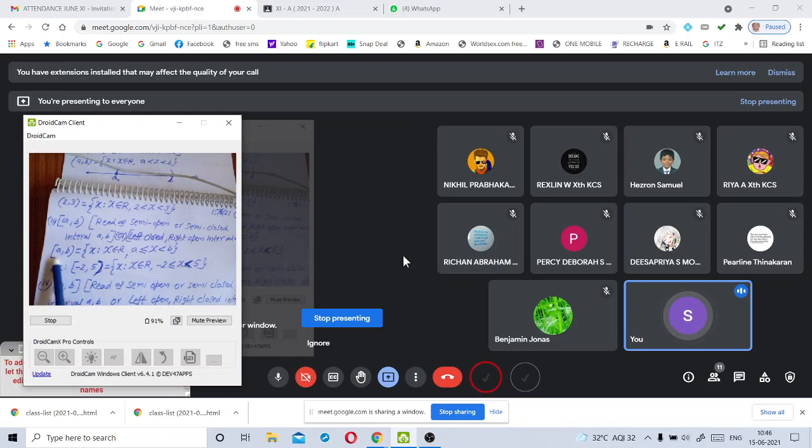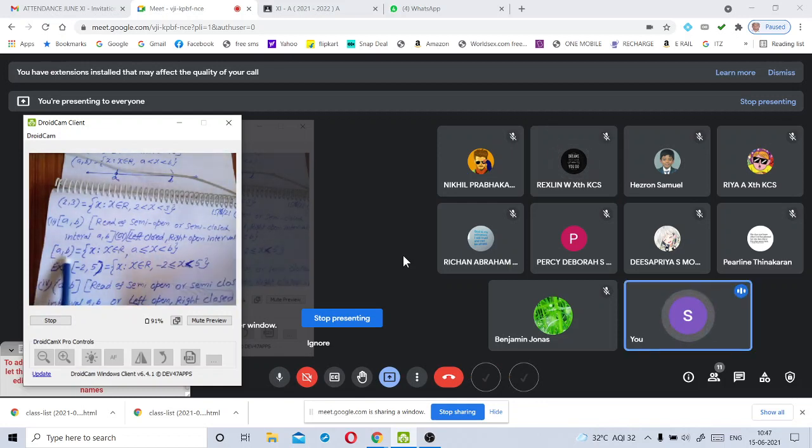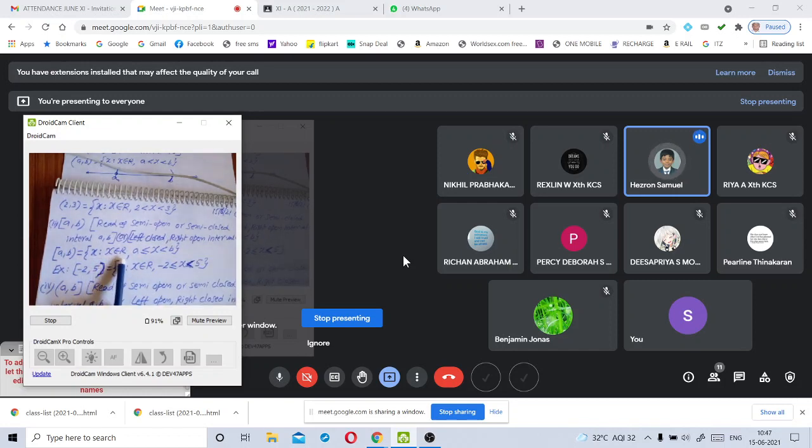Now, my dear Rexlin, read this line. Left closed and right open interval A comma B equals the set of all x such that x belongs to R, comma, A less than or equal to x less than B. Very good, my dear Rexlin. Samuel, read this line. Left closed, right open interval A comma B, set of all x such that x belongs to R, comma, A less than or equal to x less than B. Very good, my dear Samuel.